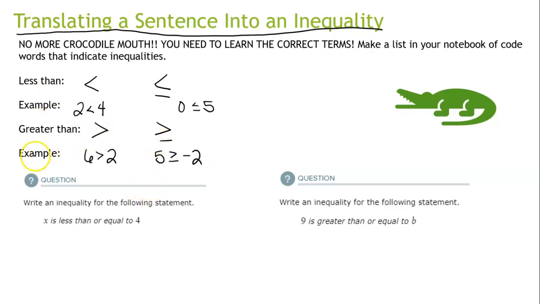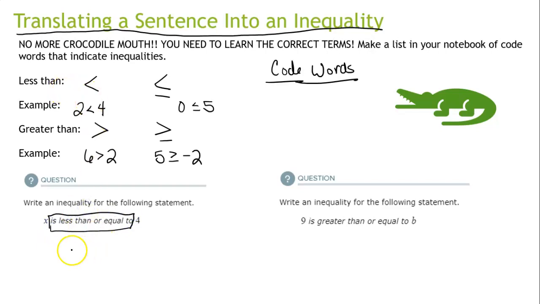Make sure you have these code words written down, and then I want you to make another list off to the right-hand side of your notebook for code words, because every time I circle one and mention it, you're going to want to add it to this list today. So if I ask you to write an inequality for the following statement, x is less than or equal to, well, you shouldn't have new code words. We've got that right here. X is less than or equal to 4. You pause the video and try this one on your own.